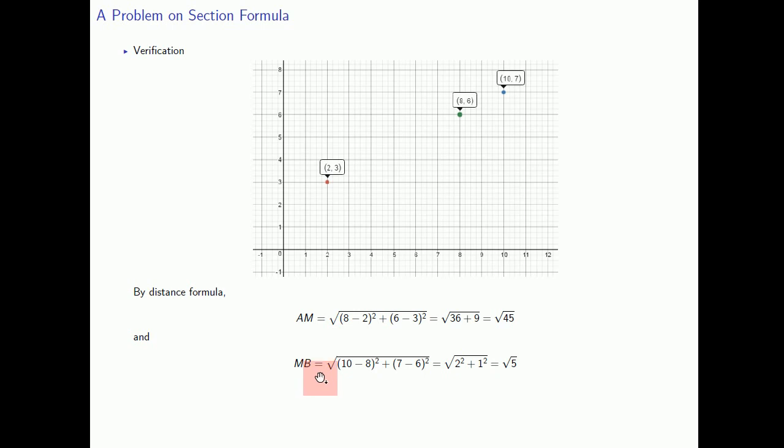Now MB will be square root of 10 minus 8 the whole squared, which is 2 squared or 4, plus 7 minus 6 the whole squared, which will be 1 squared. So 4 plus 1, you'll get root 5. Thus AM upon MB, which is the ratio of the lengths, will be root 45 upon root 5, or root 9 upon 1, which is equal to 3:1. So we have verified our proof as well as the calculations which we did. So indeed M divides AB internally in the ratio 3:1.